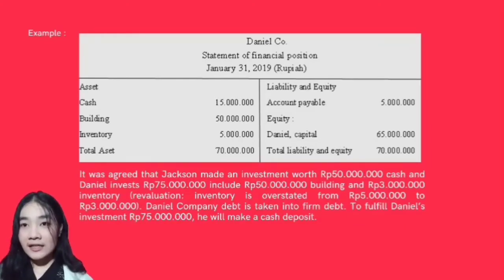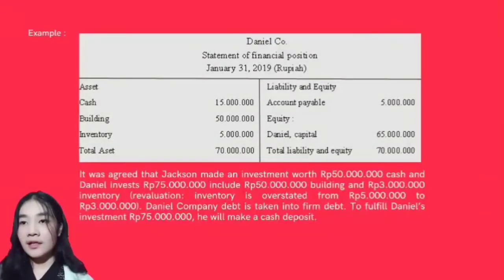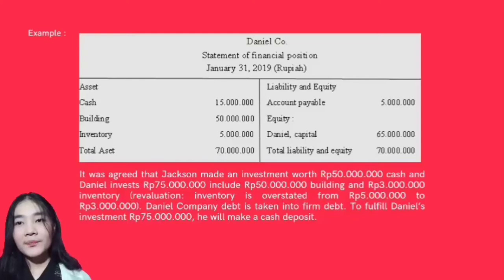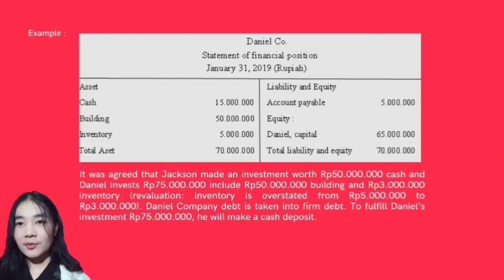It was agreed that Jackson made an investment worth 50 million in cash and Daniel invests 75 million rupees, including 50 million rupees for building and 3 million rupees for inventory.